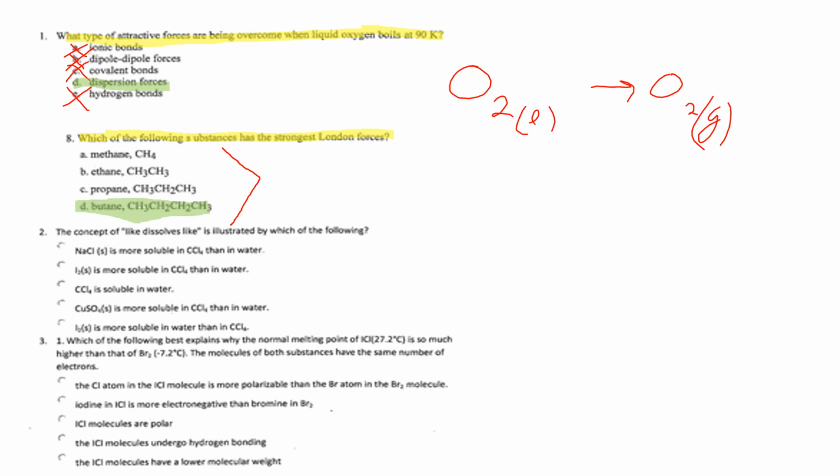So our next question asks, the concept of like dissolves like is illustrated by which of the following? So the first choice says NaCl is more soluble in CCl4 than in water. So we want to look at these molecules that we have involved here. What molecules do we have? What do we know about them? Well, we have NaCl. What do we know about NaCl? Well, we know NaCl is ionic, so that's like the extreme of polarity. So we know NaCl is polar.